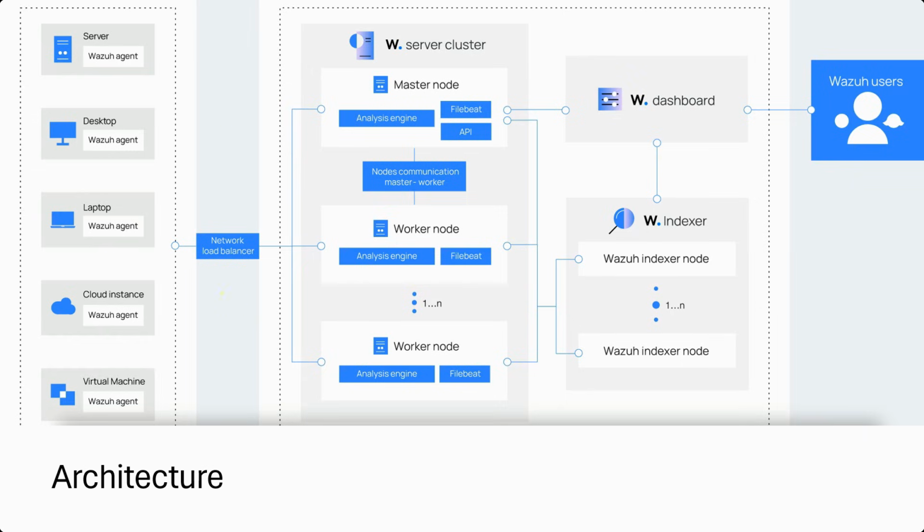You see on your left, this is our endpoint agent. This is all your agent information. This is your first component, which is the Wazuh agent. We can install the Wazuh agents on a server, maybe a Windows server, Ubuntu server, Debian server, anything. We can also install on a Windows desktop, laptop, cloud instances, or virtual machines. Once the agent starts running, it will collect all the logs and send them to the server cluster.